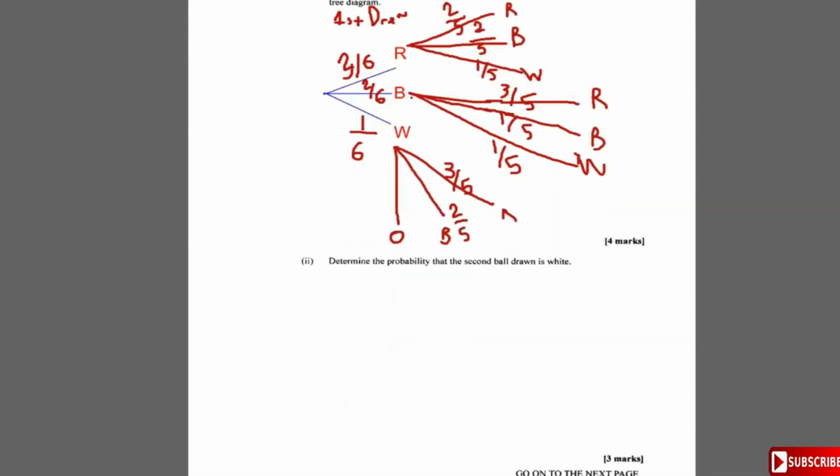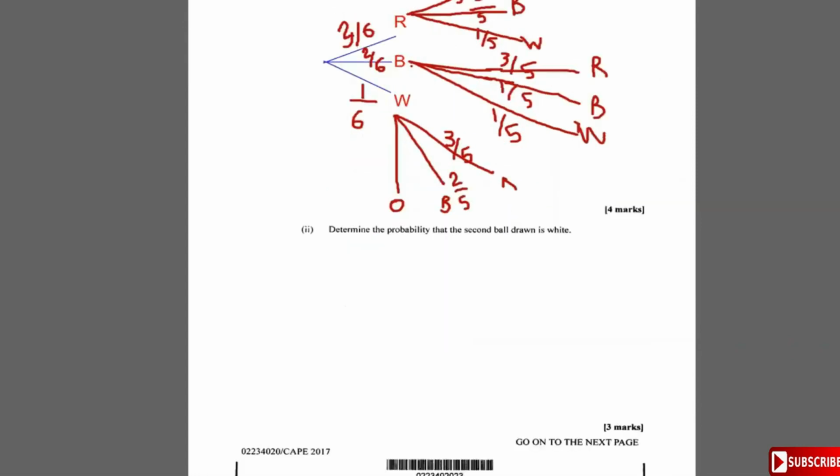Determine the probability that the second ball drawn is white. So the probability that the second ball is white means that the first ball color doesn't matter. That means we need to find the probability of getting a red, then a white, plus the probability of getting a blue, then a white, plus the probability of getting a white, then a white.